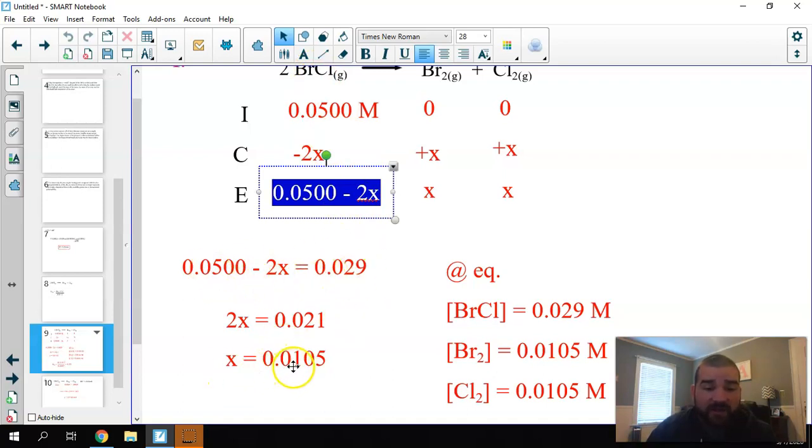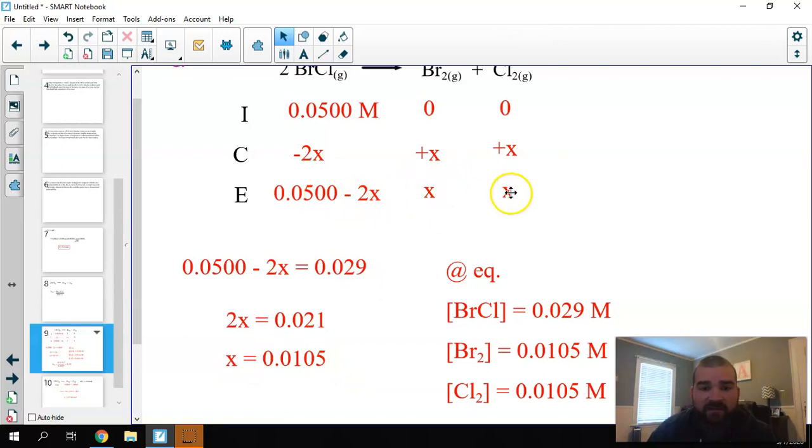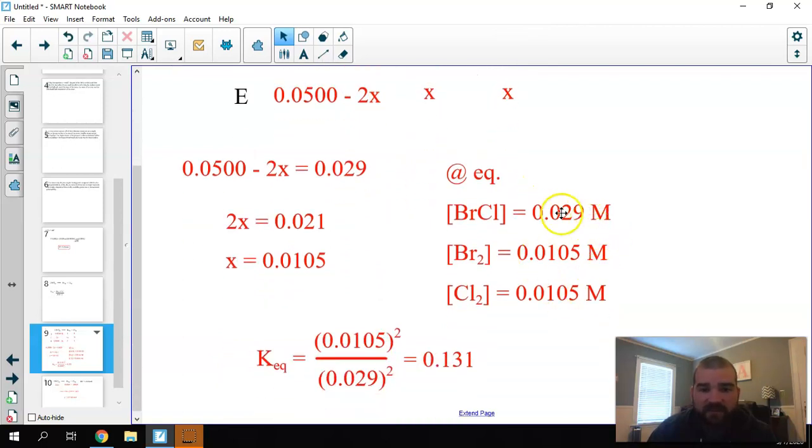I can solve for x. I know that I had this much originally. I subtracted off a value of 2x, and I know I should have this much at the end, and x ends up being 0.0105.